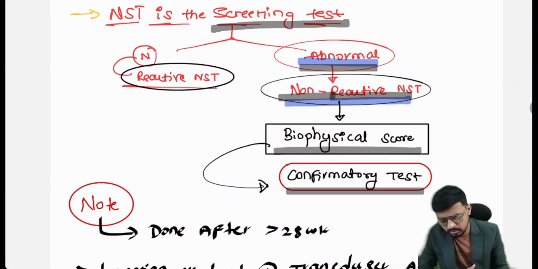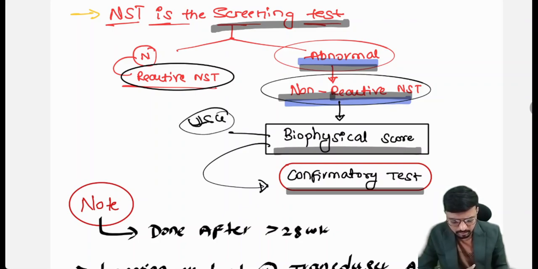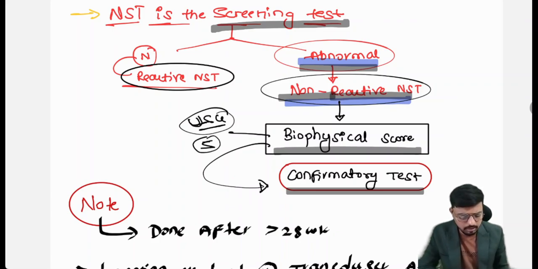In the biophysical score, we have to study five important parameters. With the help of ultrasonography, we will monitor five important parameters in this particular biophysical score.